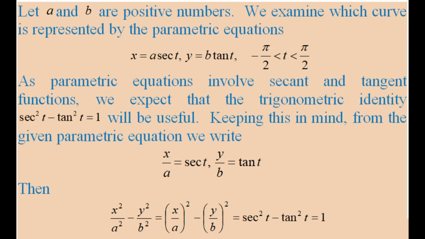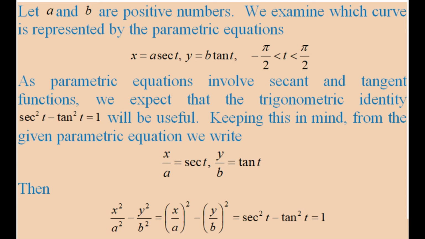Keeping this in mind, from the given parametric equations, we write x by a = sec t and y by b = tan t. Then x square by a square minus y square by b square is equal to (x by a) whole square minus (y by b) whole square, which is equal to sec square t minus tan square t, which is equal to 1. Thus, if there is no restriction on t, x = a sec t and y = b tan t represents the entire hyperbola x square by a square minus y square by b square = 1.